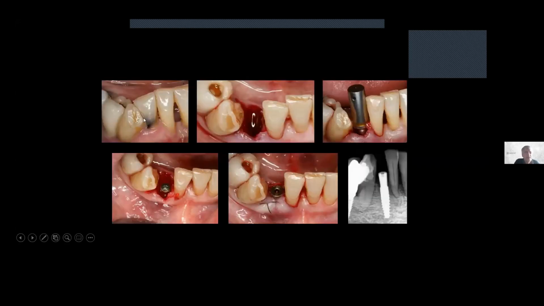You can see it here. There is no space. So we just extracted the tooth. We get the first drill. Then we test.